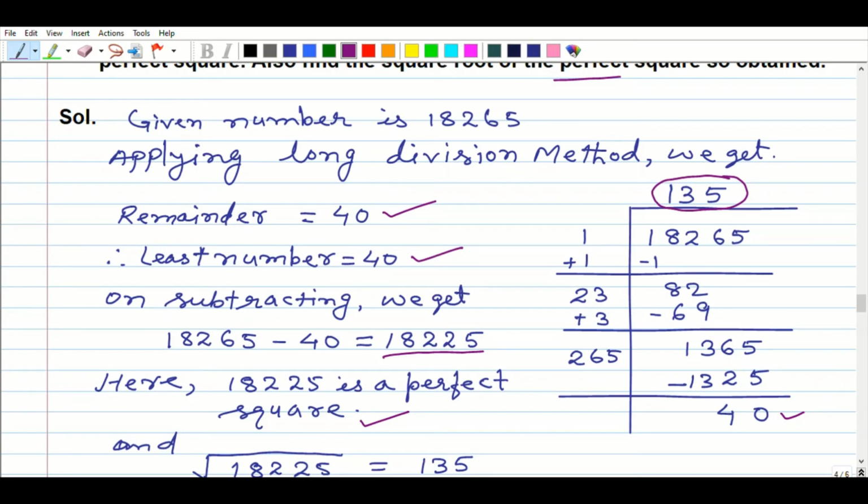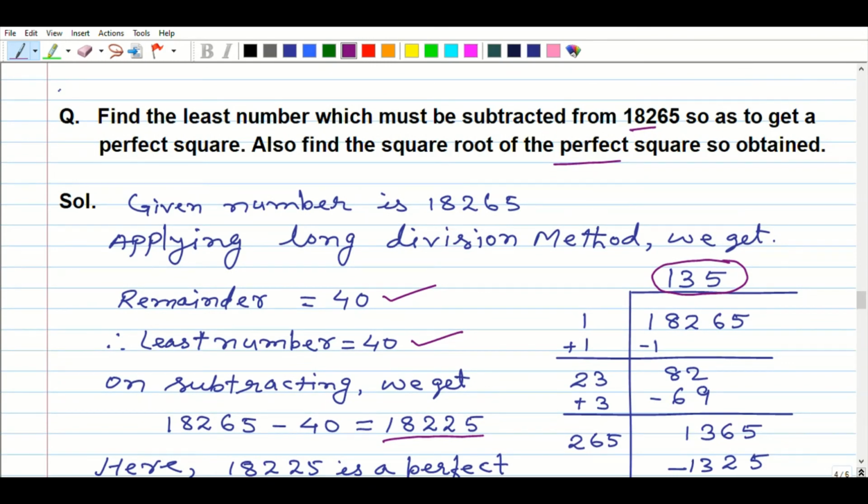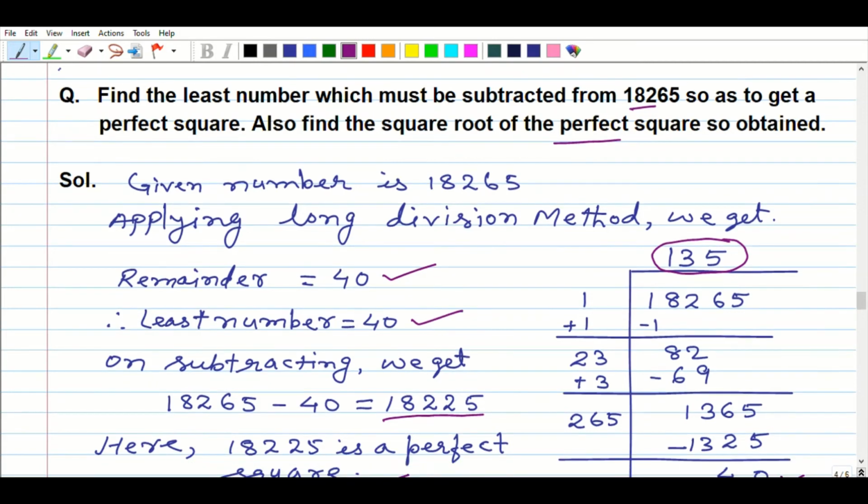Such a type of question will be asked at the academic level, at the 8th level for the CBSE board, so it is required. Sometimes it will be asked in competitive examinations at the level of class 8. So it is required to know that. Now the next question I am taking.